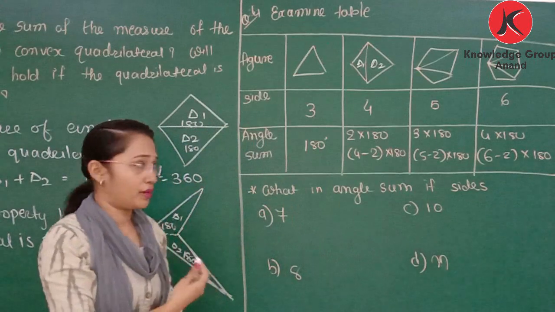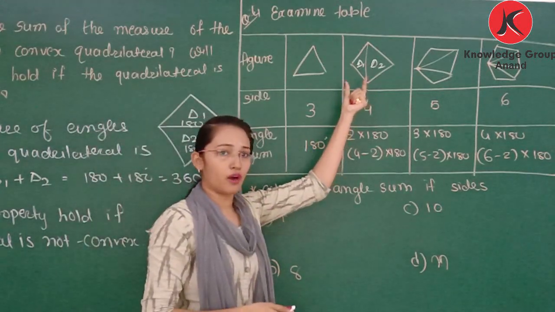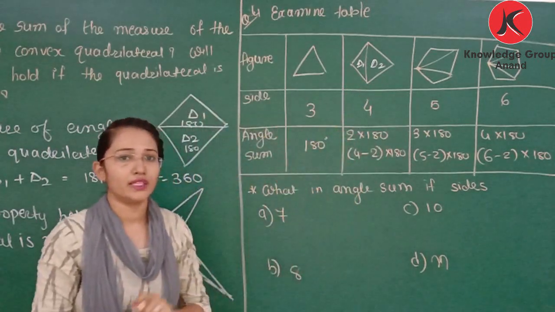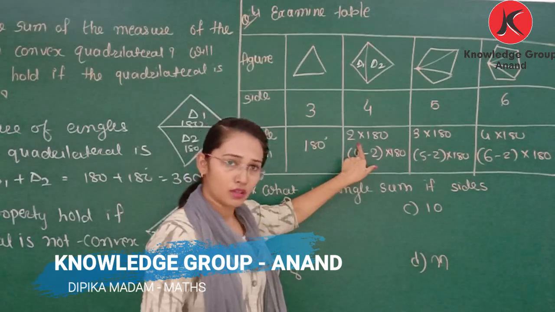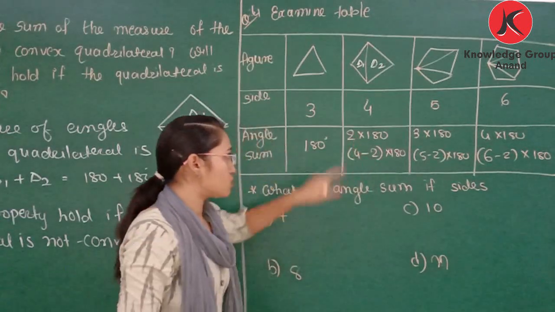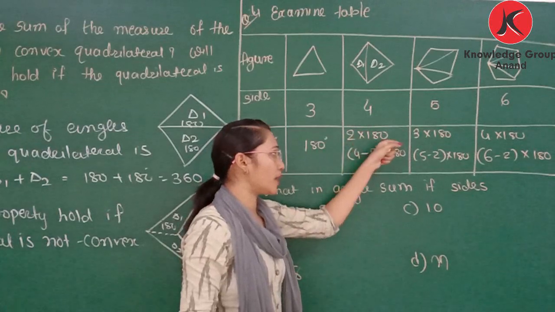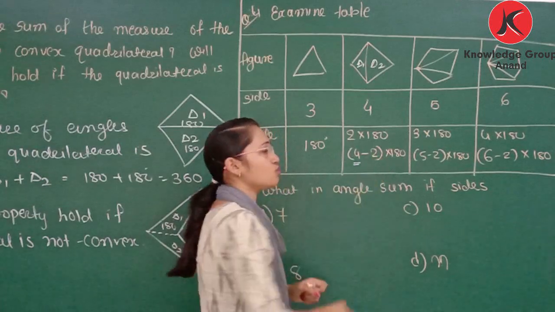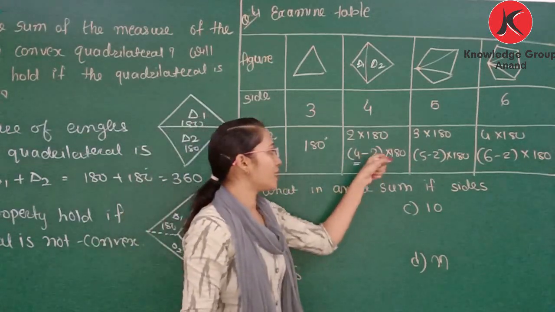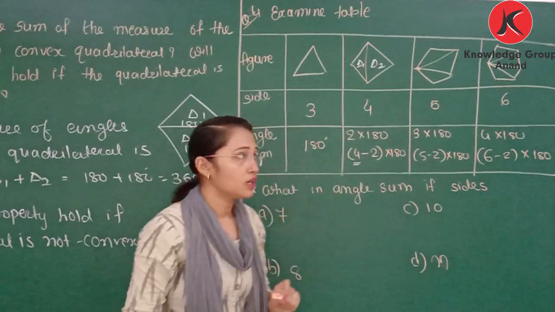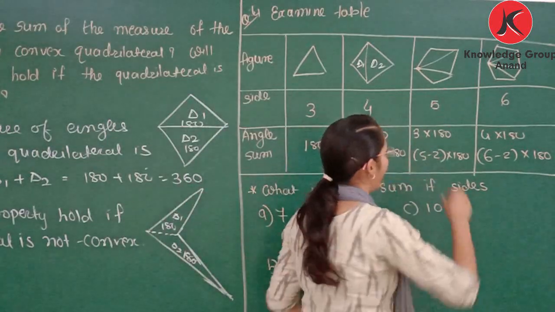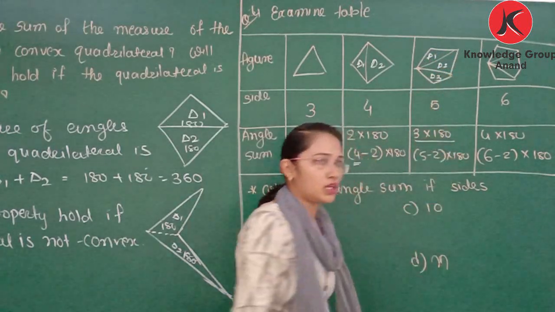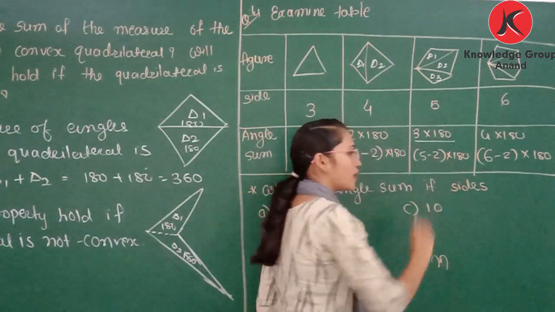Okay, we already learned previously what is the angle sum property for quadrilateral? It is 360, means 2 multiply 180, because 2 triangles માં divide થાય. Clear? So 4 sides means you can write 2 into 180, or you can write 4 minus 2, that is number of sides minus 2, multiply 180. Okay, 4 minus 2 is 2 multiply 180, it is 360. Now for a pentagon, you can see pentagon is divided into 3 triangles. So we can write 3 into 180, or we can write 5 minus 2 into 180.